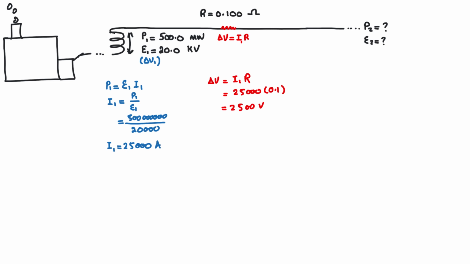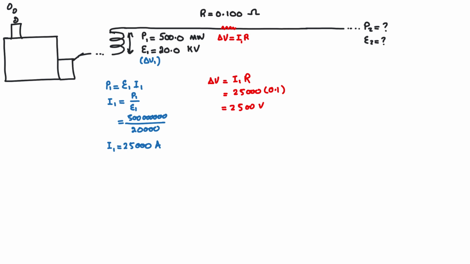Assuming that my charges, as they were going here before moving through here, had zero potential, they are going to have approximately 20,000 joules of energy here for 1 coulomb of charge. They're going to lose 2,500 going through this wire.